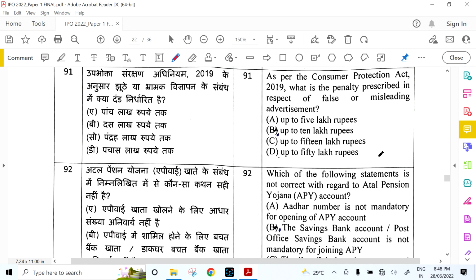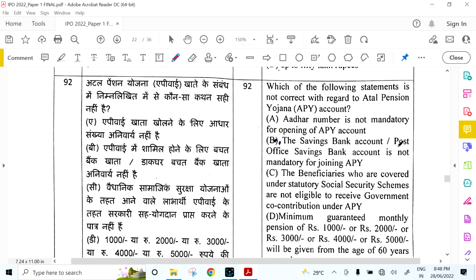Consumer Protection Act 2019. What is the penalty prescribed in respect of false and misleading advertisements? For false and misleading advertisements it is up to 10 lakhs.